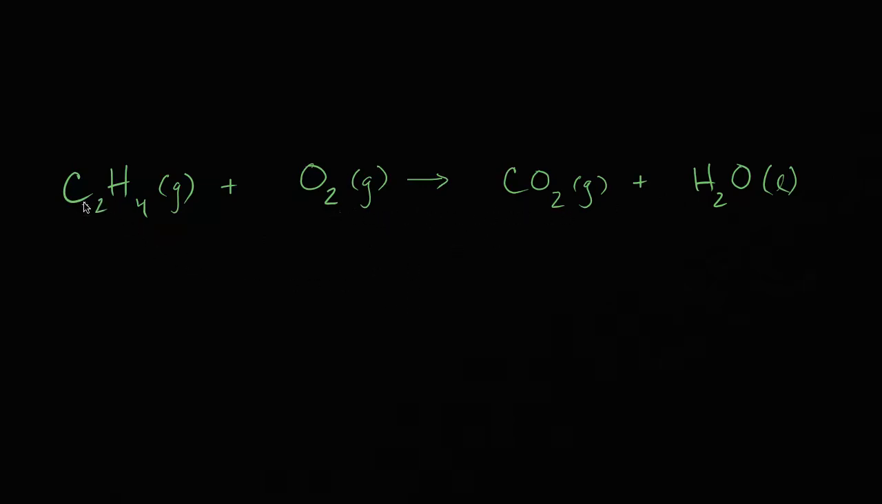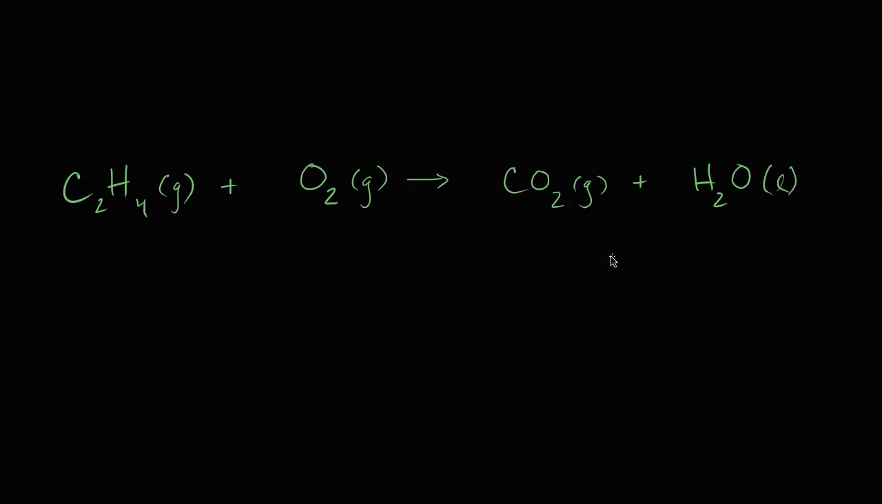You have some ethylene, and this little G in parentheses says it's in the gas form, or gaseous form. So gaseous ethylene plus some dioxygen molecule, which is the most prevalent form of oxygen molecule that you would find in the atmosphere. And so that's also in the gas form. Put them together, you end up with some carbon dioxide gas and some liquid water. This is the classic combustion reaction. But now let's think about, how do we balance this thing?